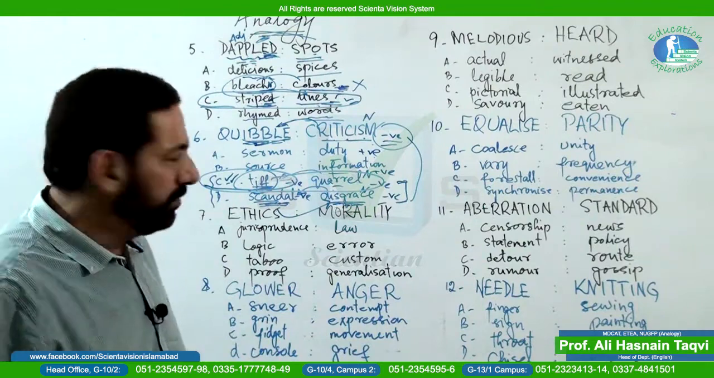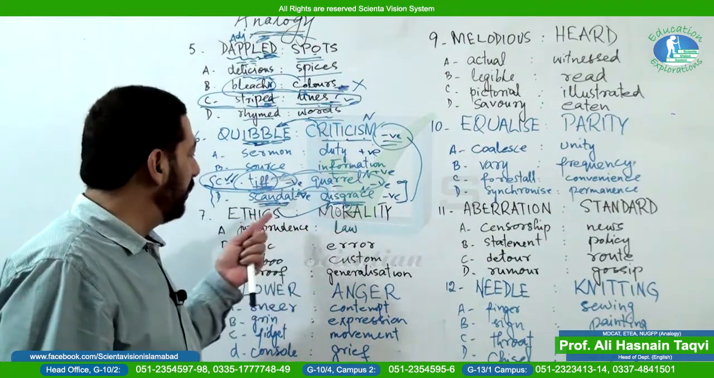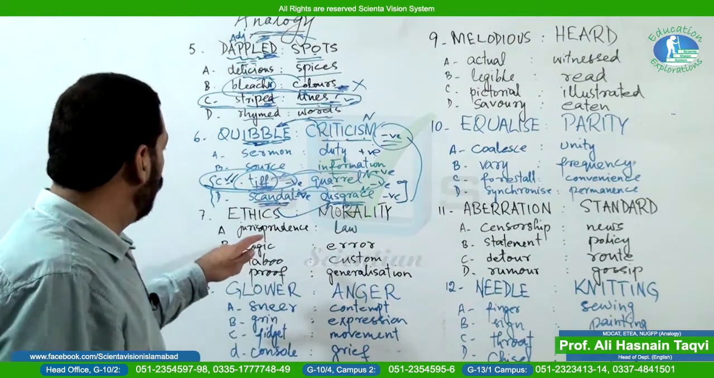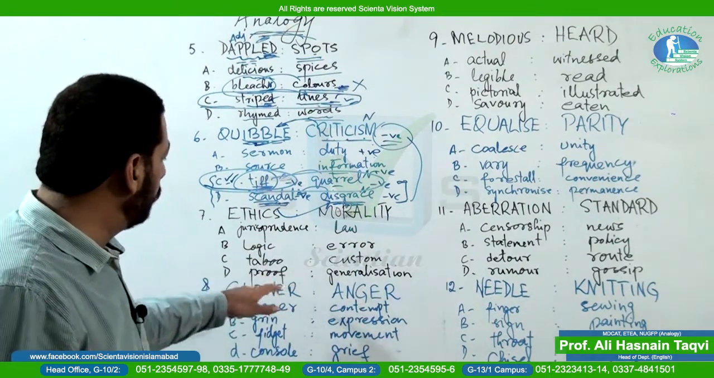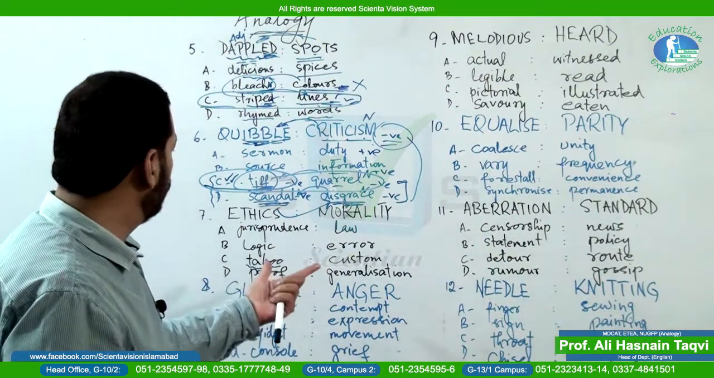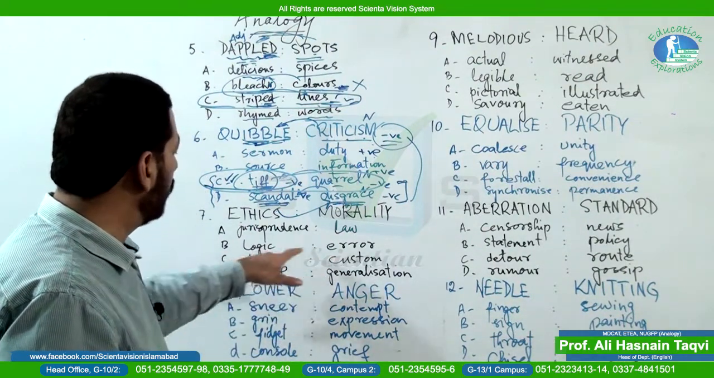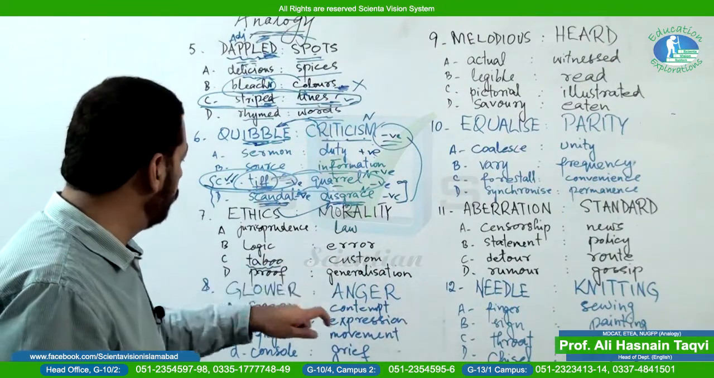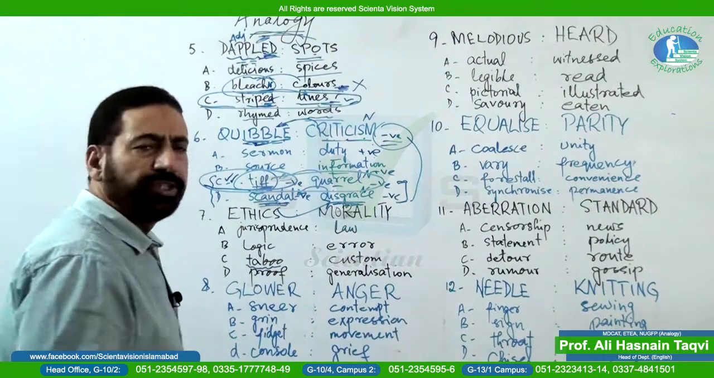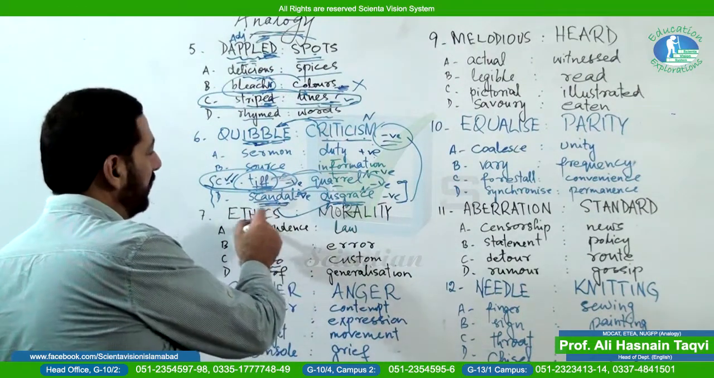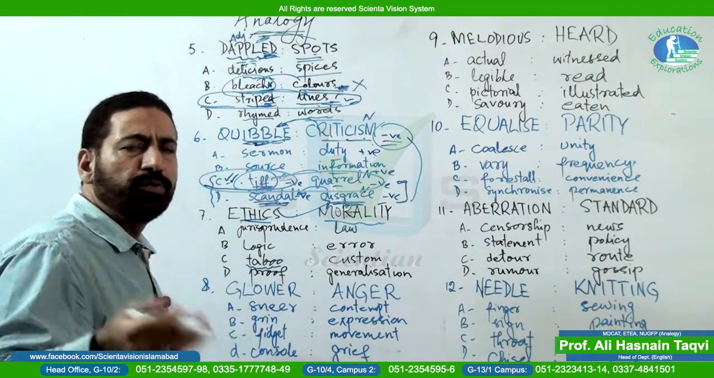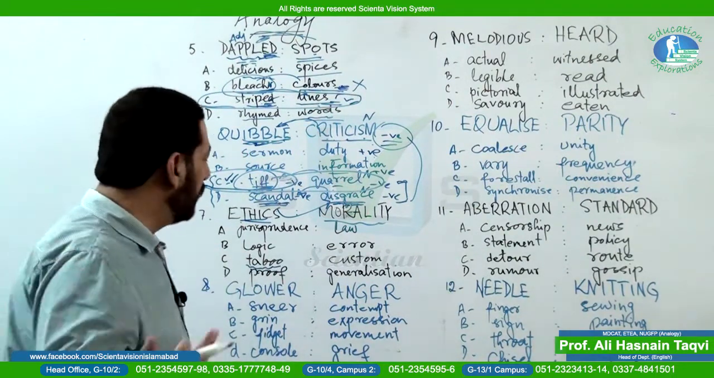Next one is very easy because both the words you are familiar with already. Ethics, morality. Now in the available options, probably with the exception of this one word, the rest everybody knows every word here. Logic, error, taboo, custom, proof, generalization. So we stick to the traditional method. Ethics, morality. How do you join the two together? Any sentence if you want to try.